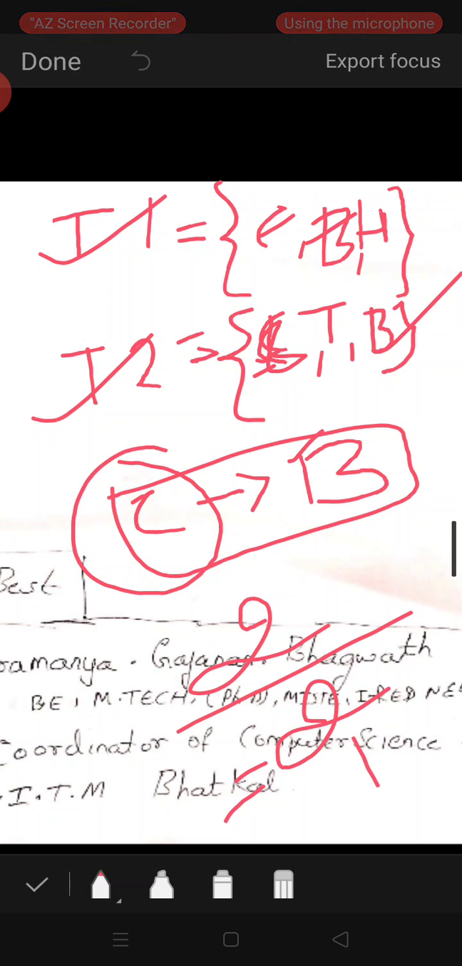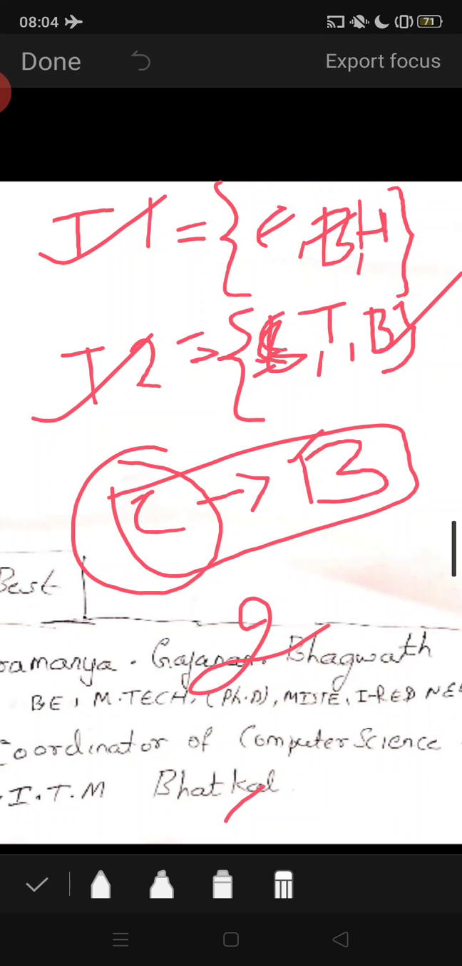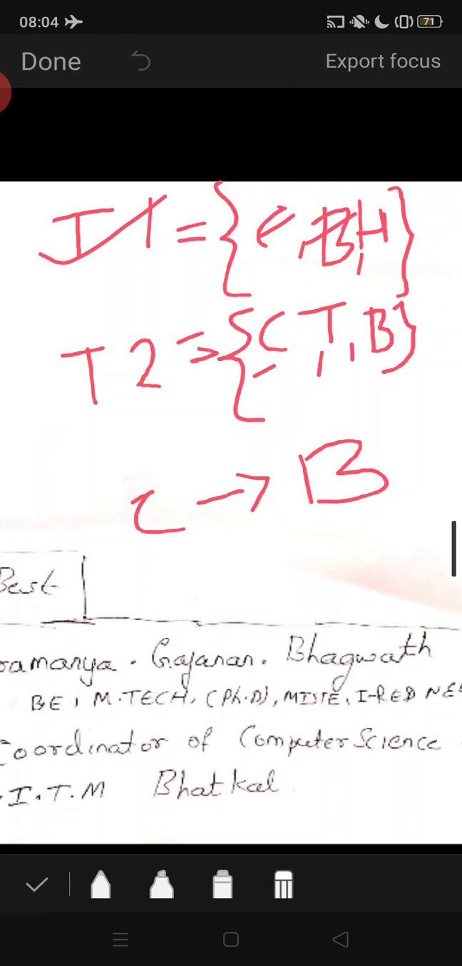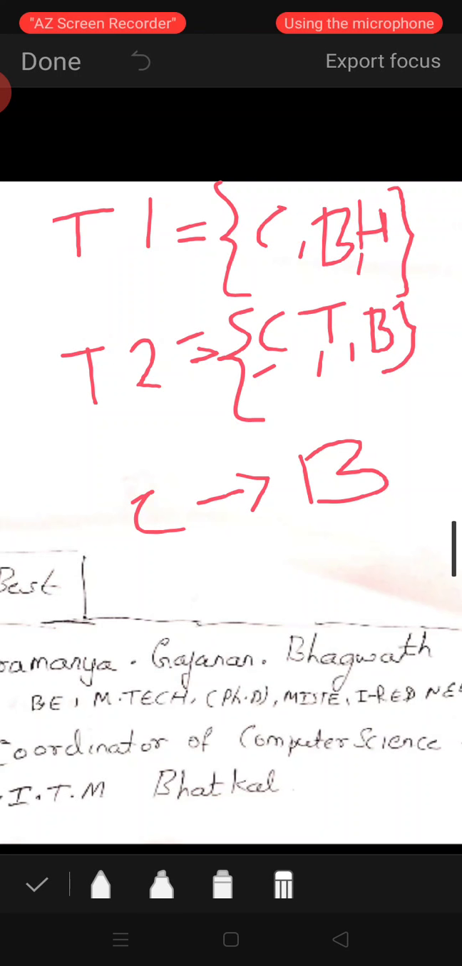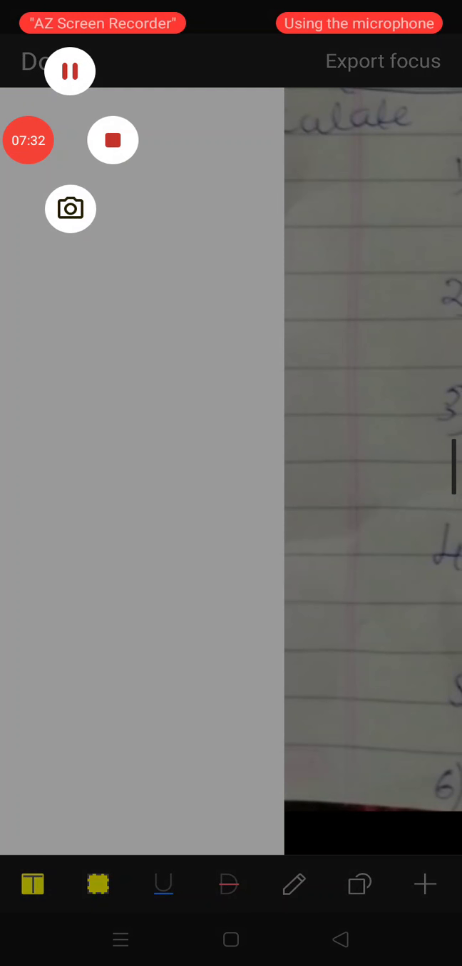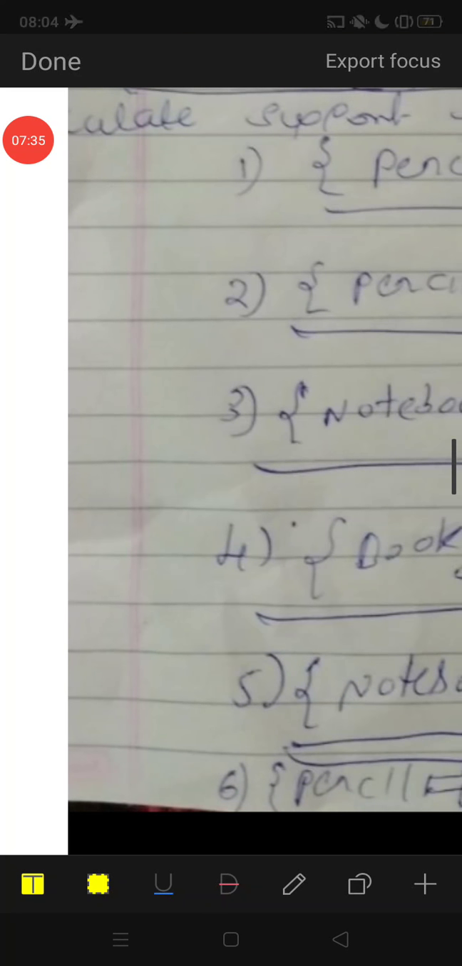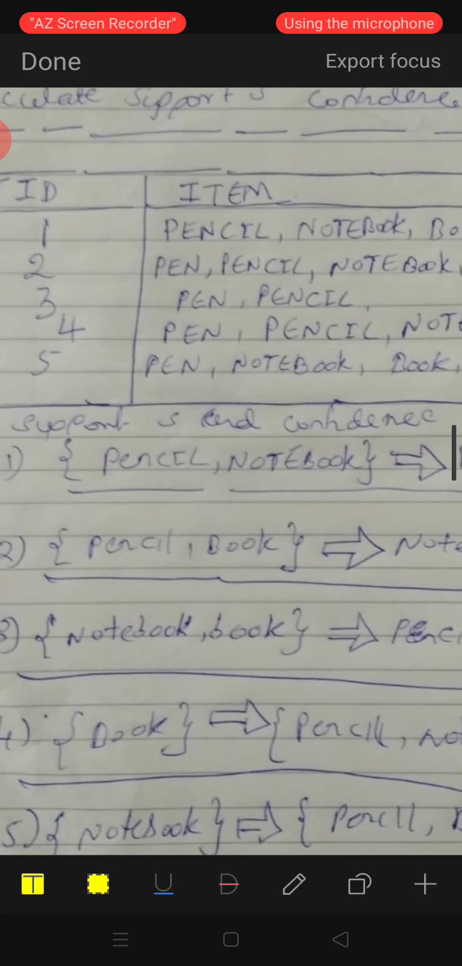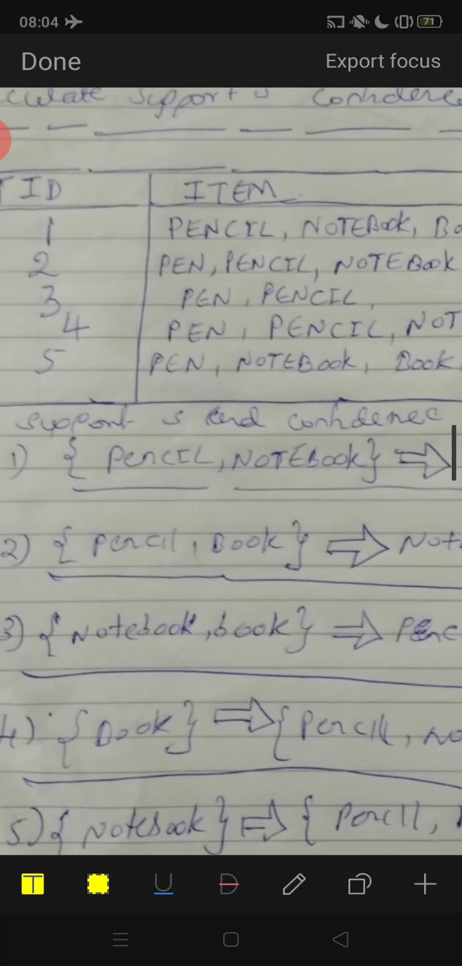Now, in this way we will calculate. A lot of problems are there. Some problems we will take and calculate, so the concept will be very clear to you. This is one given problem.